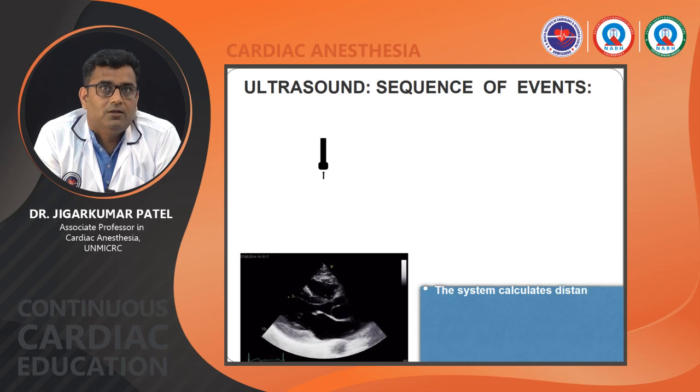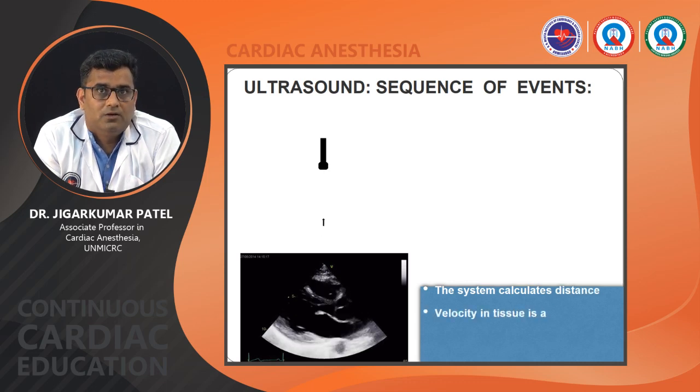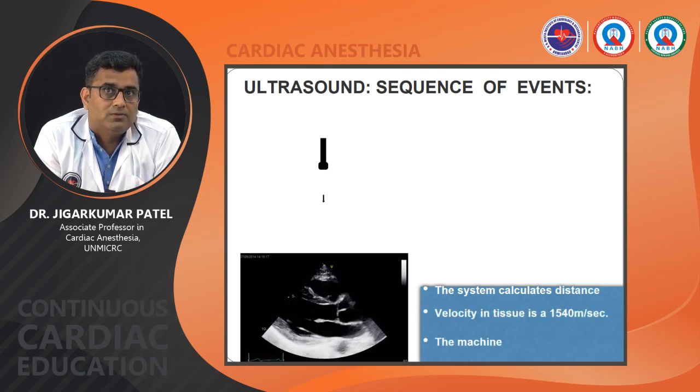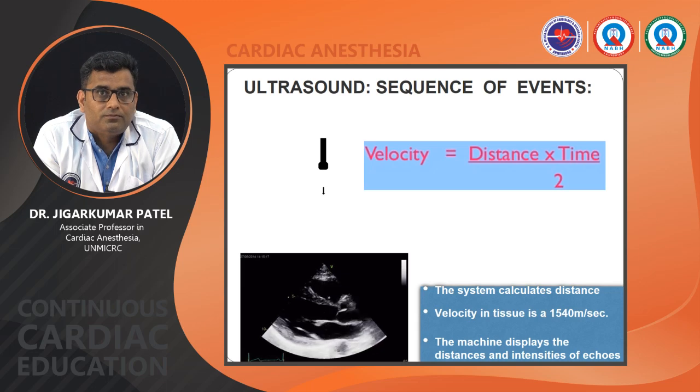Now the sequence of events for production of ultrasound waves is: the ultrasound transmits high-frequency sound pulses in the range of 1 to 12 megahertz into the body. The sound wave travels in the body and hits a boundary between tissues, and some of the sound wave reflects back to the probe while some travels further. The reflected waves are detected by the probe and relayed to the machine.